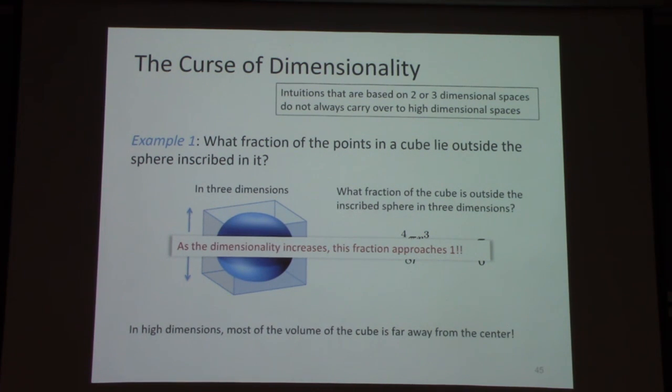Now, does that seem like an odd situation? What this really means is most of the volume of the cube in high dimensions lies far away from the center. The center of a cube is in some sense very sparse. There isn't any space in the center of the cube. Most of the volume of the cube lies outside. That's an unintuitive idea. Are there questions before I go to the second example?